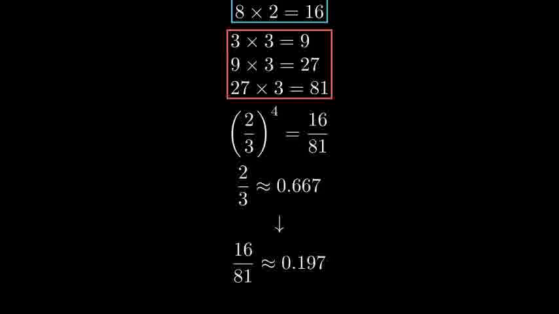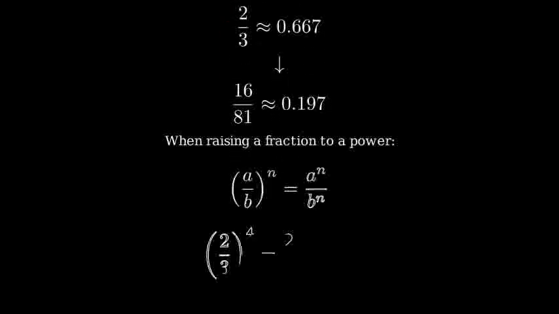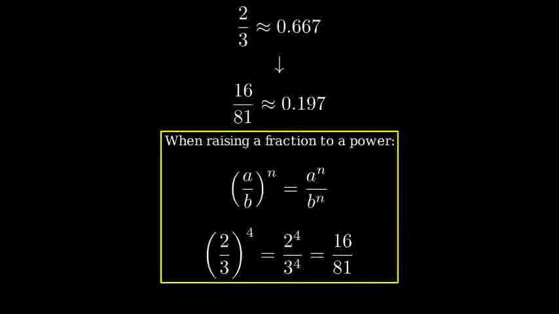To summarize, when raising a fraction to a power, we raise both the numerator and denominator to that power separately. In this case, we found that 2/3 to the fourth power equals 16 over 81.